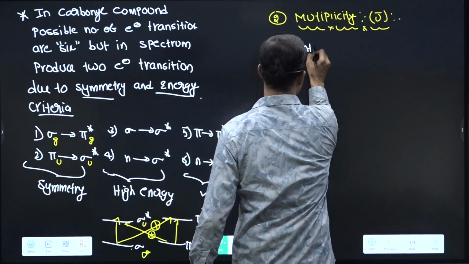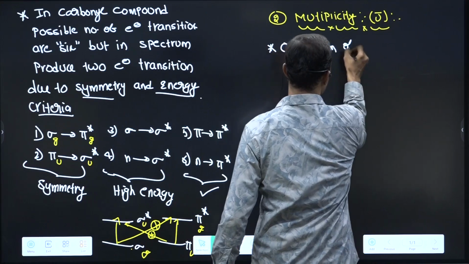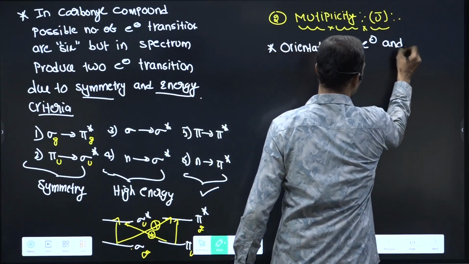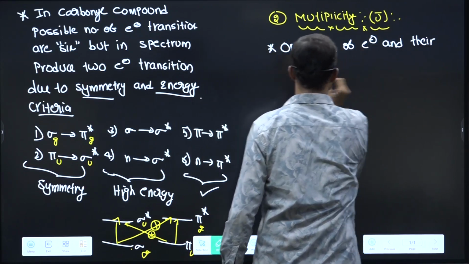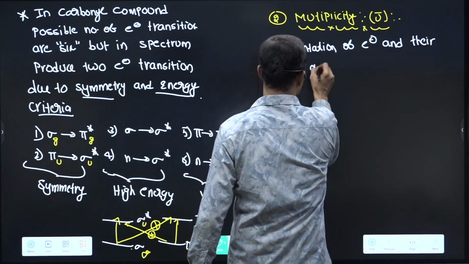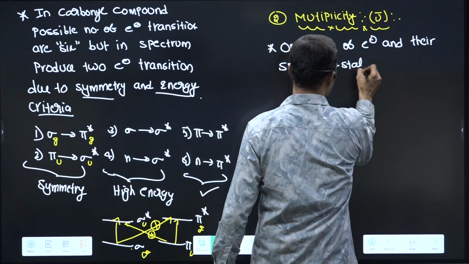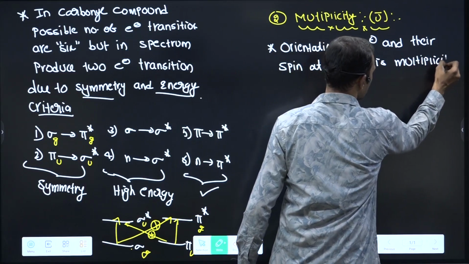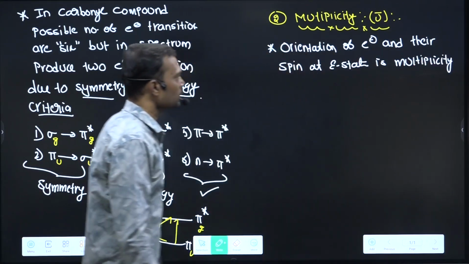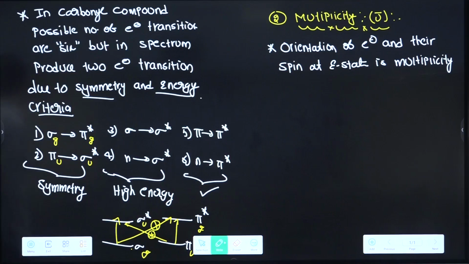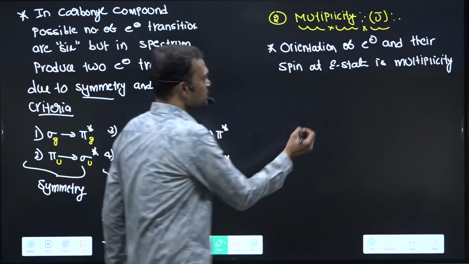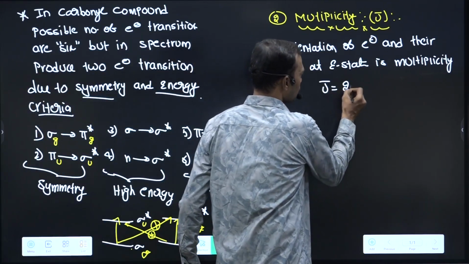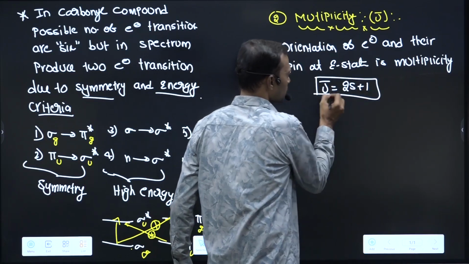See, the orientation of electron and their spin at excited state is multiplicity. Multiplicity is nothing but the orientation of the electron, how the electron is orienting, and what is the spin of that electron. That is called multiplicity. So how is multiplicity represented? J is equal to the formula 2S plus 1. J is nothing but multiplicity.